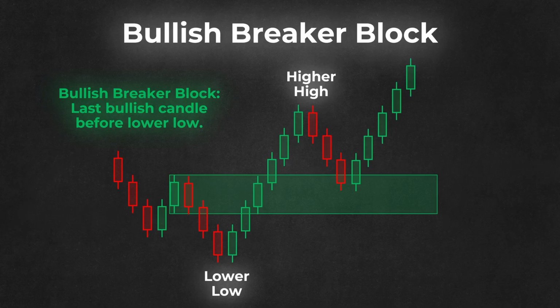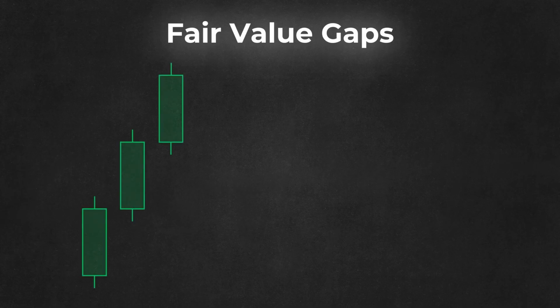The other half is the fair value gap, which I already explained in my previous video, but I'll make a quick review right now. The fair value gap is a 3-candle pattern that hides a gap between the shadows of the first and third candles. In the bullish fair value gap, there is no overlap between the upper shadow of the first candle and the lower shadow of the third candle.